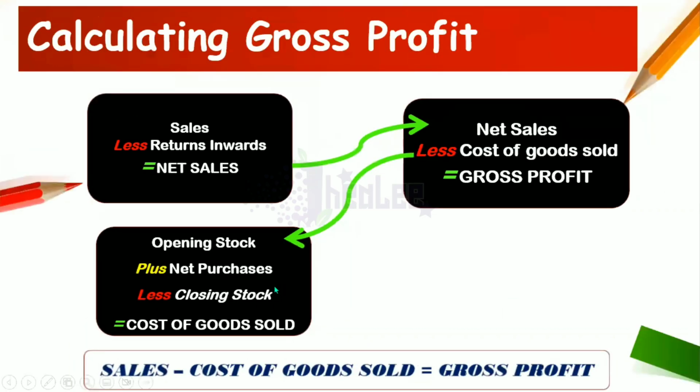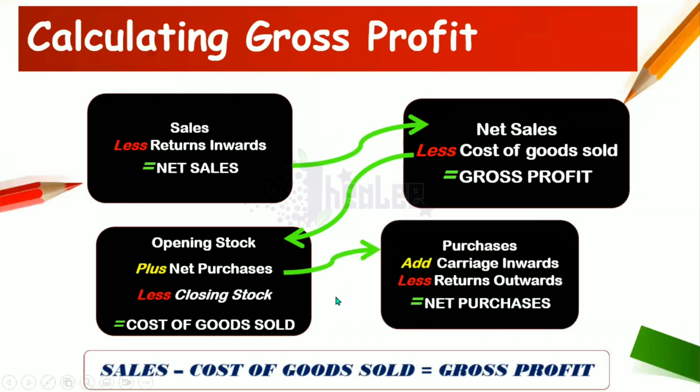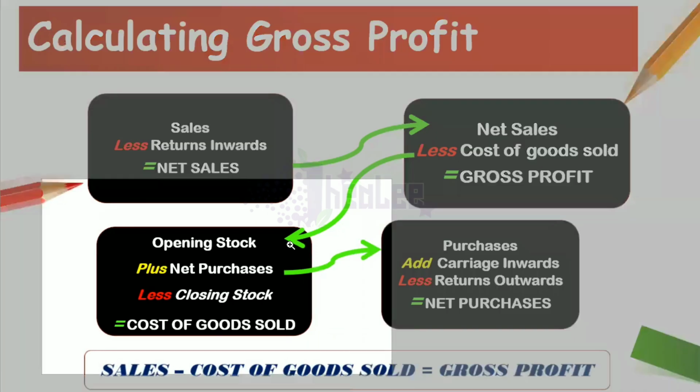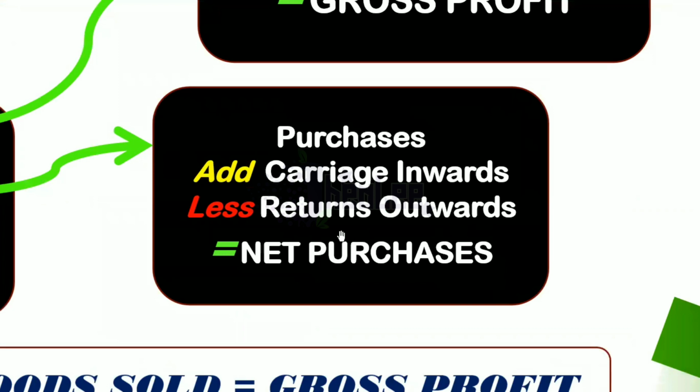Now, how do we calculate net purchases? Net purchases is calculated when you have carriage inwards and returns outwards, or even just one alone. You have to treat them because those adjust your purchases figure. So if there is carriage inwards in the list of balances that you receive, you have to add that carriage inwards to your purchases. And guess what? If there is returns outwards, you're going to subtract that from the value of your purchases, and then you're going to get net purchases.